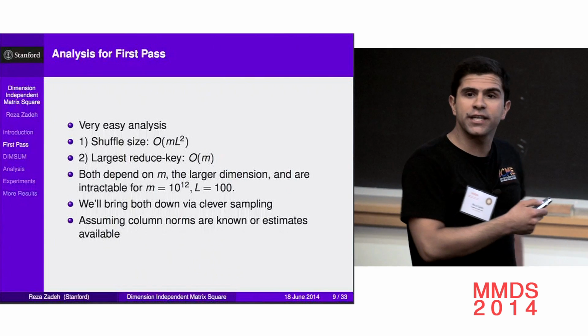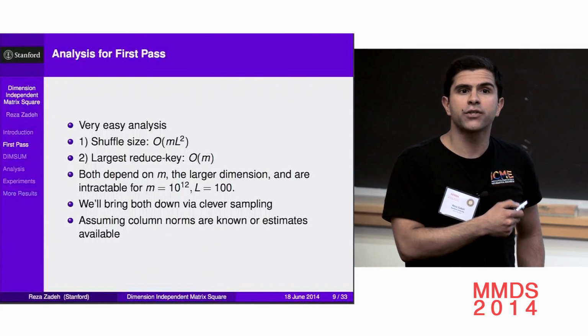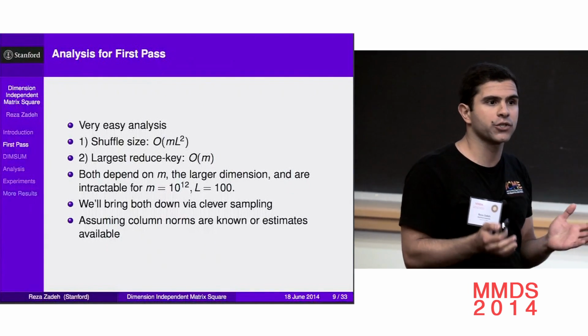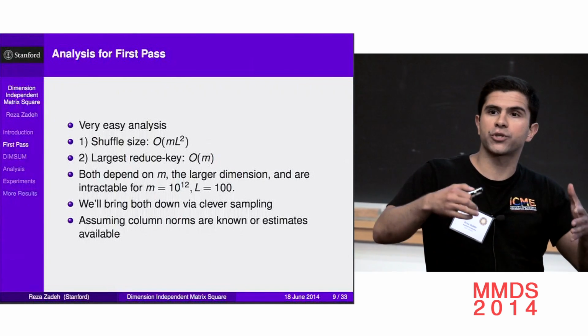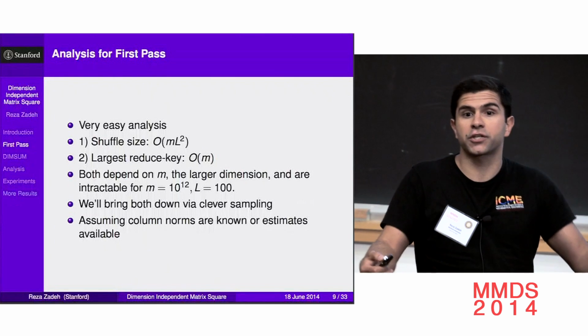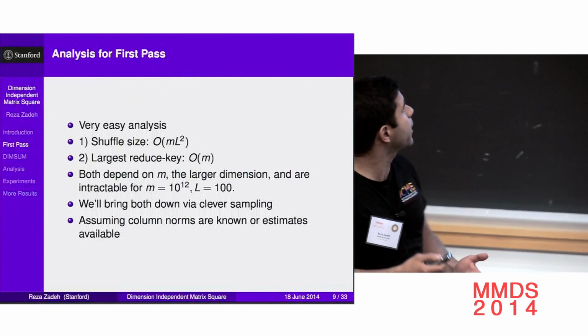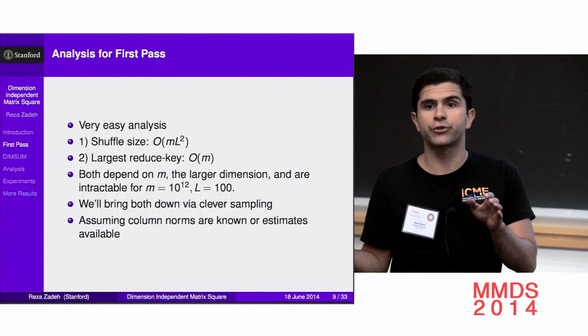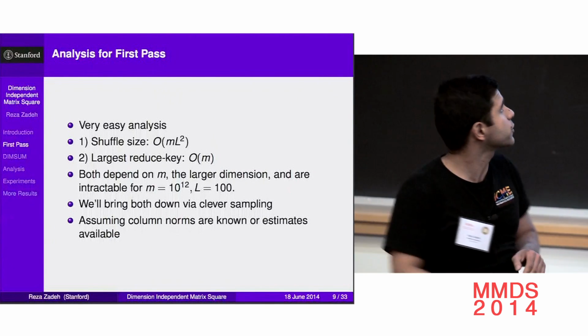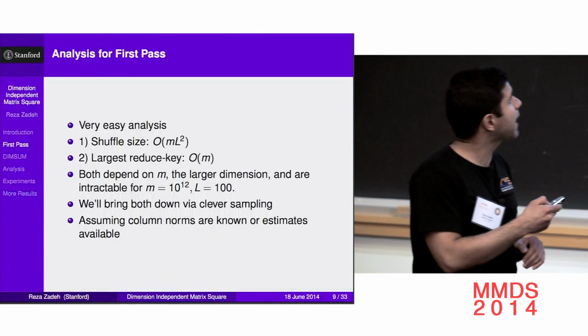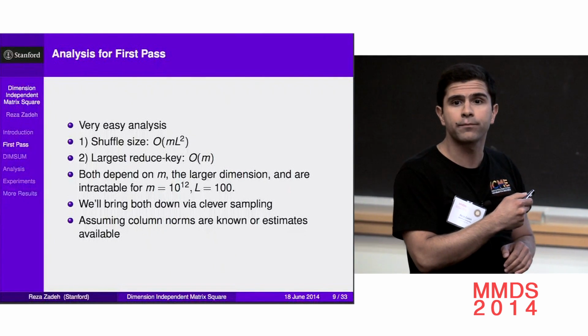And the largest reduce key is also of importance here, because not only do you have to analyze communication costs, you also have to analyze how much a single machine has to do, the actual computation costs. And that's encapsulated by the time that the longest reducer takes, because that's when your job finishes. Your job finishes when the very last reducer does. And that's going to take, in the worst case, O of m time.